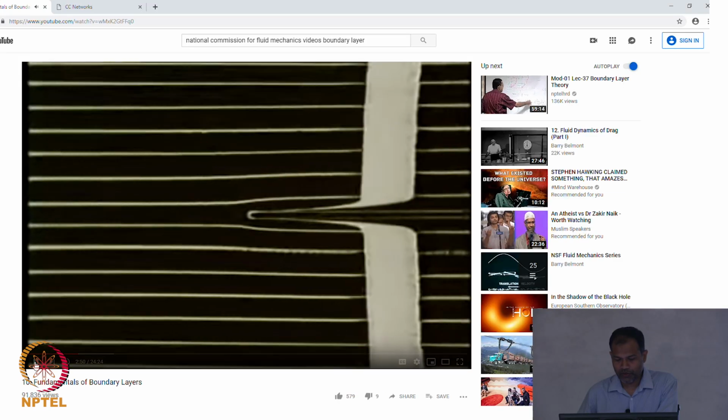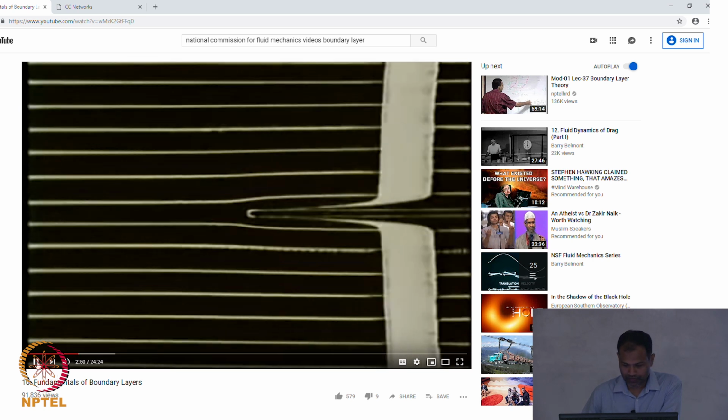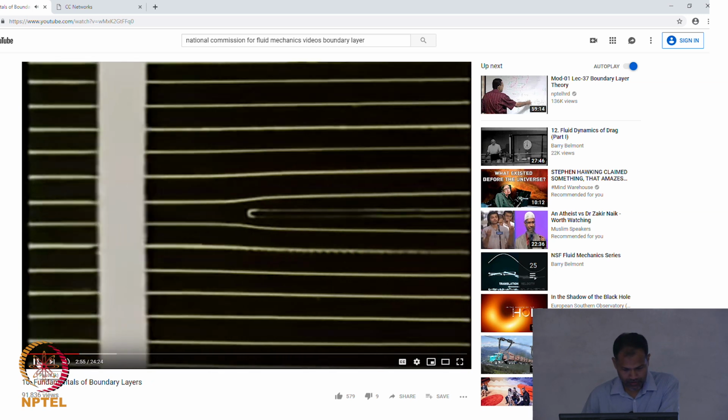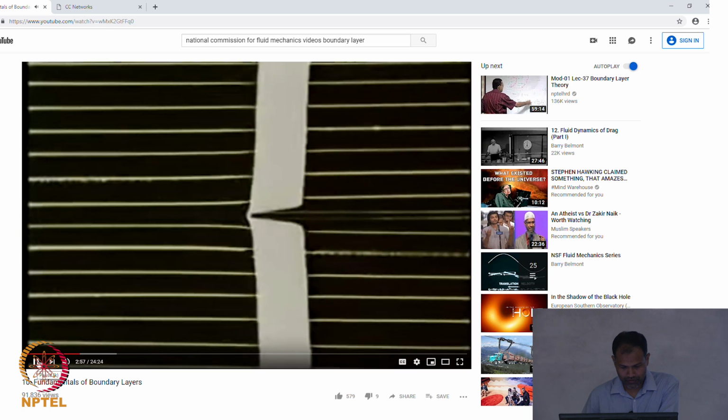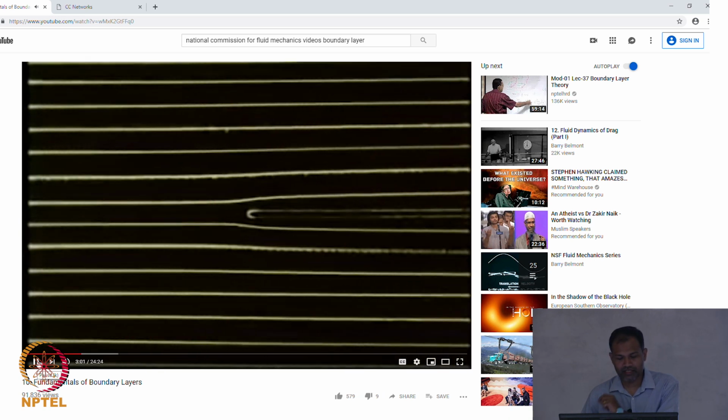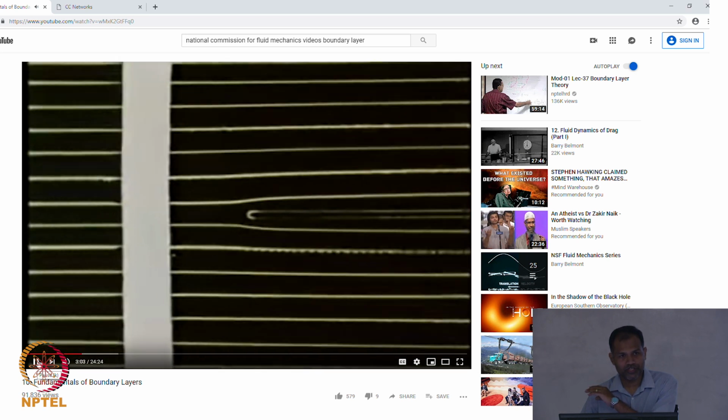So there, that's the solid plate, there you go. You see the fluid near the plate is getting accelerated, and then you start seeing this growth of boundary layer. You'll see a few more times. And you can see the boundary layer thickness grows as you go downstream.